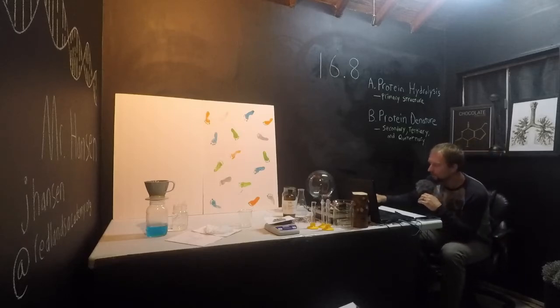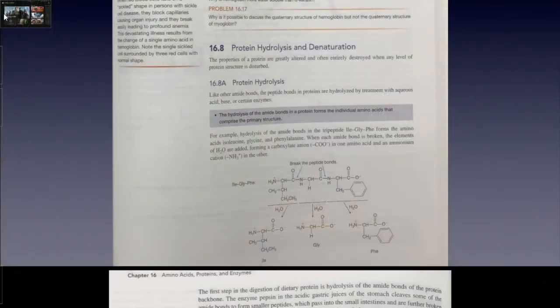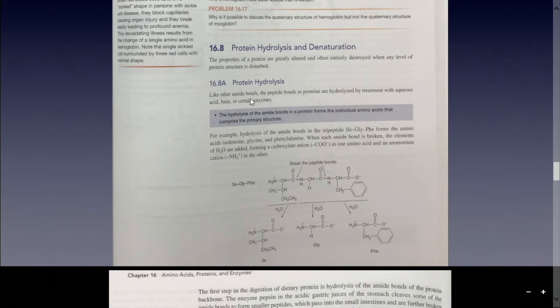So, okay, let's get into it now. I'm going to switch to my computer here. So you can see we have 16.A, which is about the protein hydrolysis. Basically, it's going to be the treatment with water, but that's also going to happen usually with an acid, base, or certain enzyme as well. But the key ingredient that's going to do this is H2O. You can see that here, and here. Water is going to come in here and break the peptide bonds.